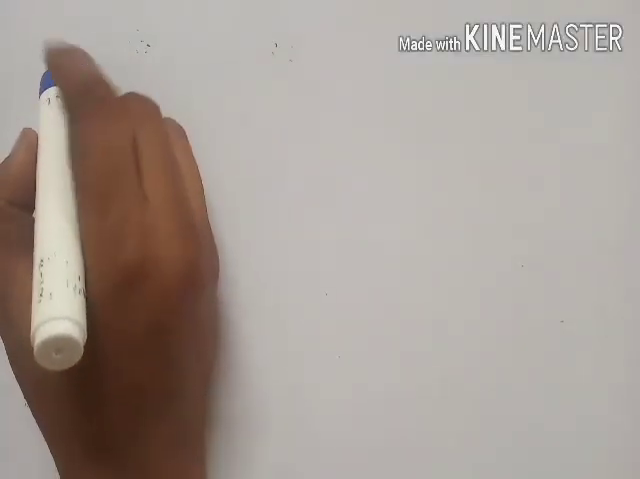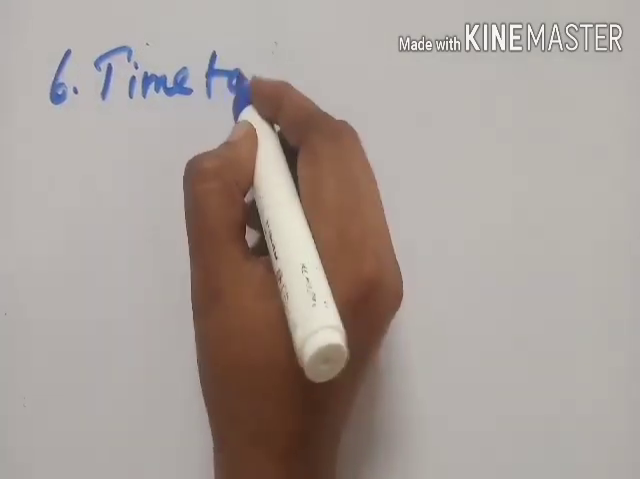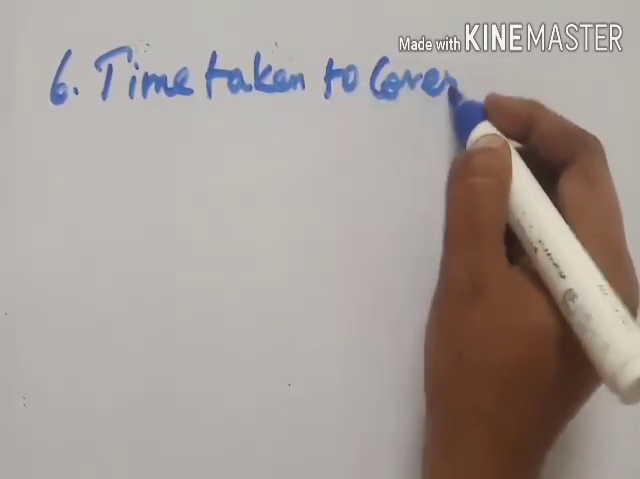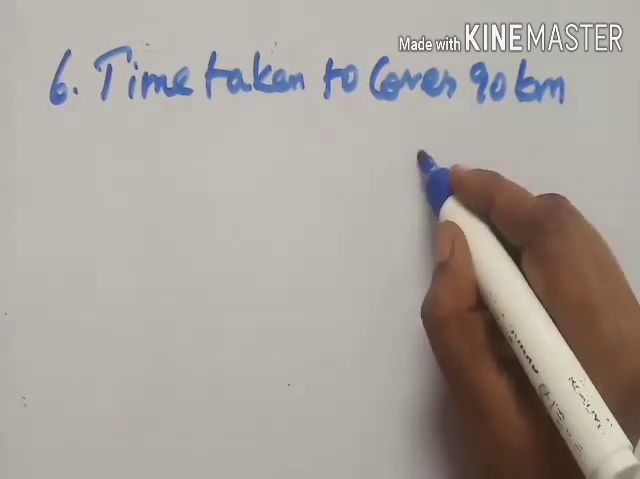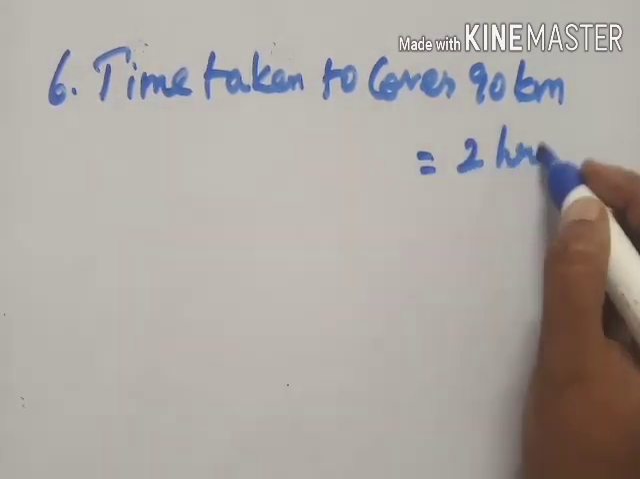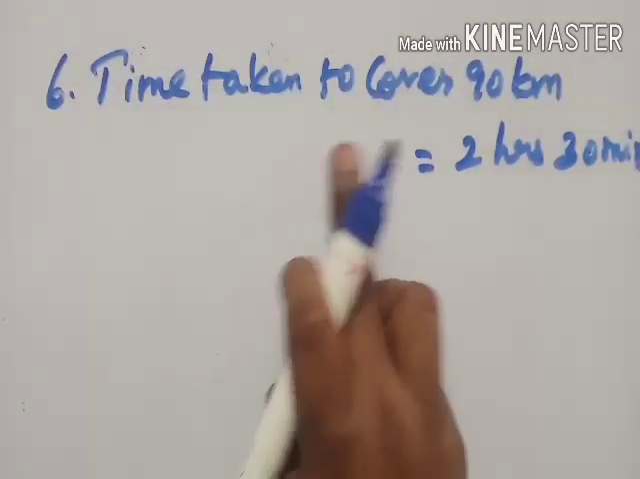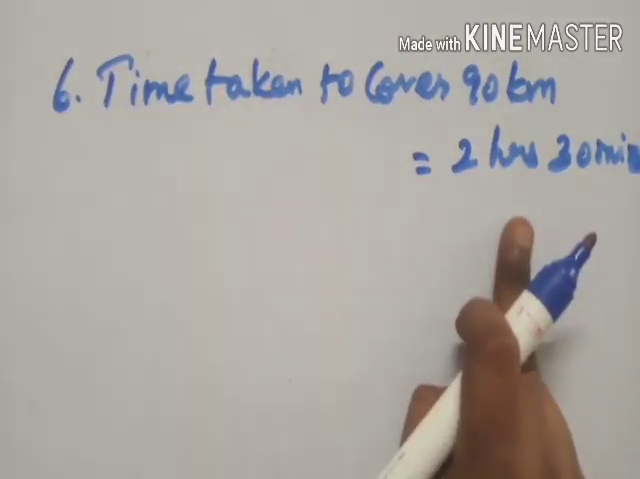Listen. Sixth one, time taken to cover 90 kilometer is equal to 2 hours 30 minutes. Time taken to cover 90 kilometer equal to 2 hours 30 minutes.